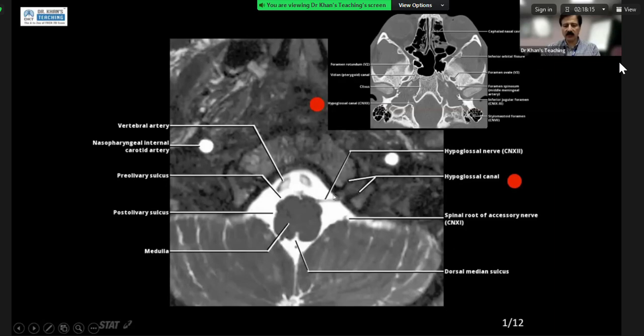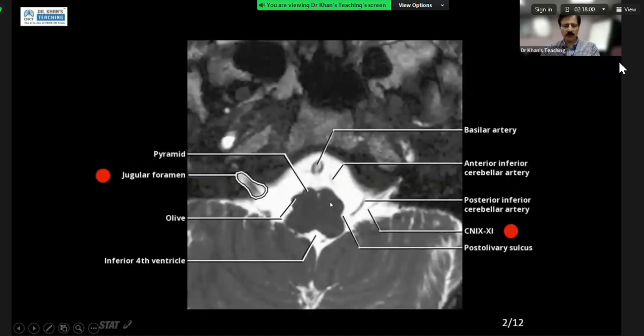Of course, on a normal 1.5 Tesla, it is your luck if you are able to see the nerve itself, but you should remember this canal. More importantly, you should remember it on a CT scan. So we go more superiorly.